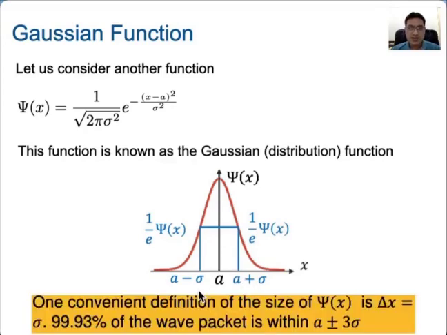What is the meaning of this? The meaning is that the size of this function, let's say this distance delta x, is sigma. Now I'm coming to the definition of delta x that you were using. So delta x, I could say, is sigma. It means that 99.93% of the wave packet is limited in this range of a plus minus 3 sigma. So this is the range in which most of the wave packet is localized. Okay.